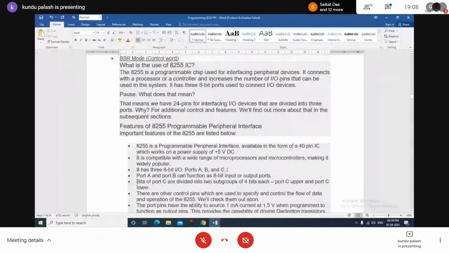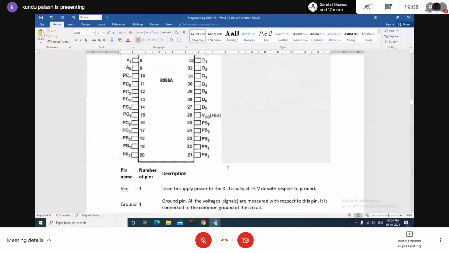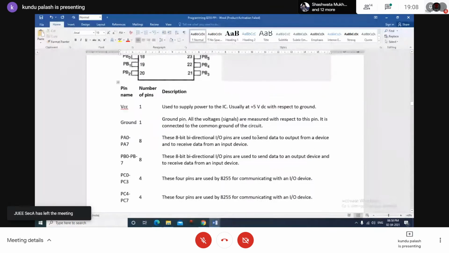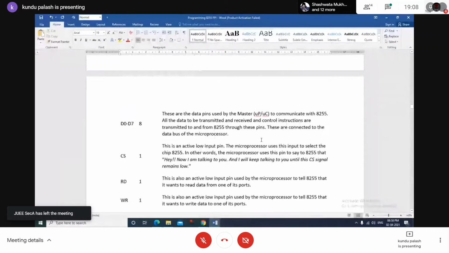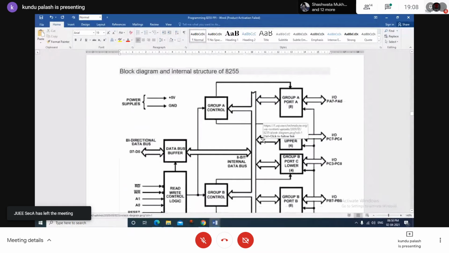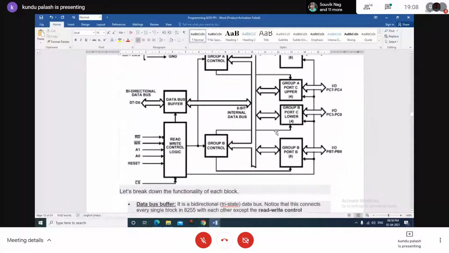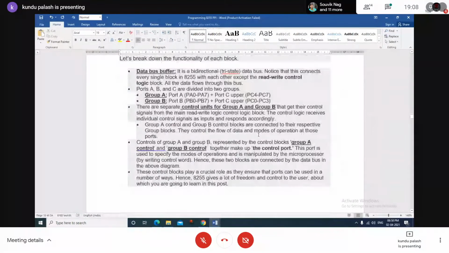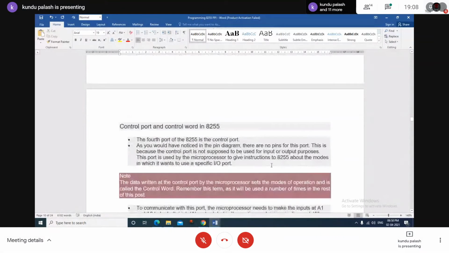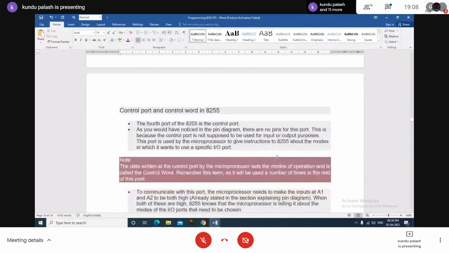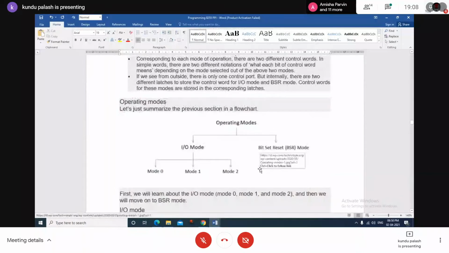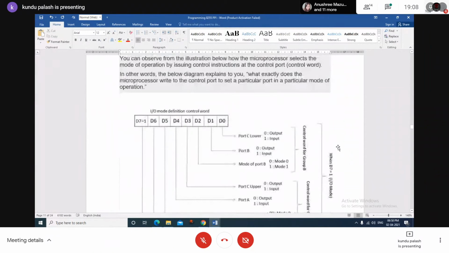So this is an in-depth explanation of how the 8255 can be interfaced to the 8085 with the respective pins, and the functional diagram looks like the same thing. This is applicable for your notes. This is a better demonstration of the operating modes, a tree of operating modes, and the respective explanation.